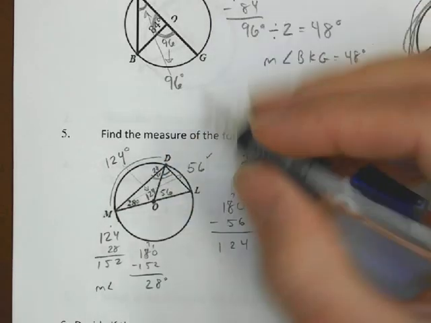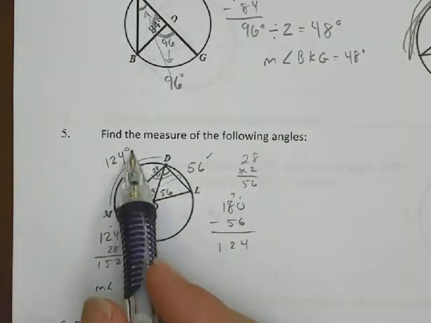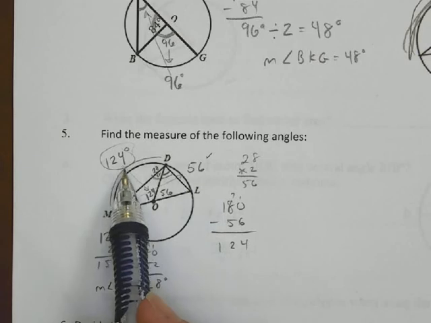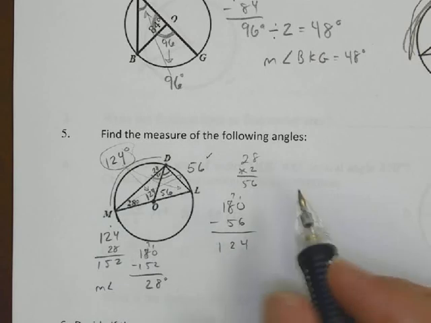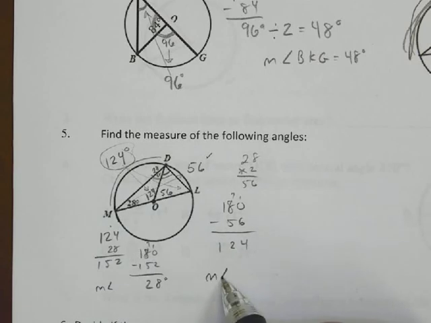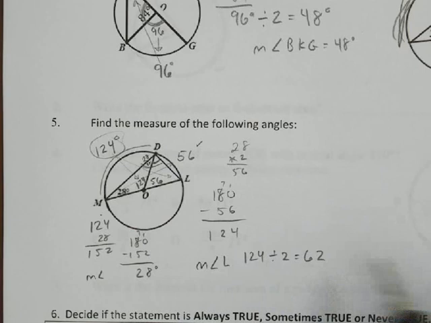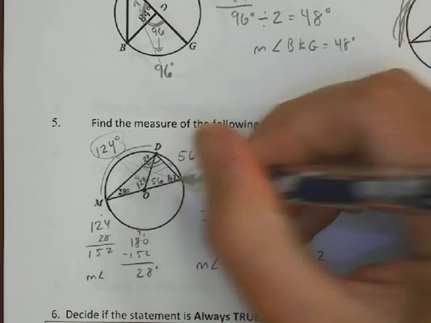So this is 56, 28. I'm getting all these sums here. I have my 124. I want to find out what L is real quick. And to go back to inscribed, that's going to be half. So the measurement of angle L is going to be half of 124. So 124 divided by 2 equals 62 degrees. Alright, so this is 62.